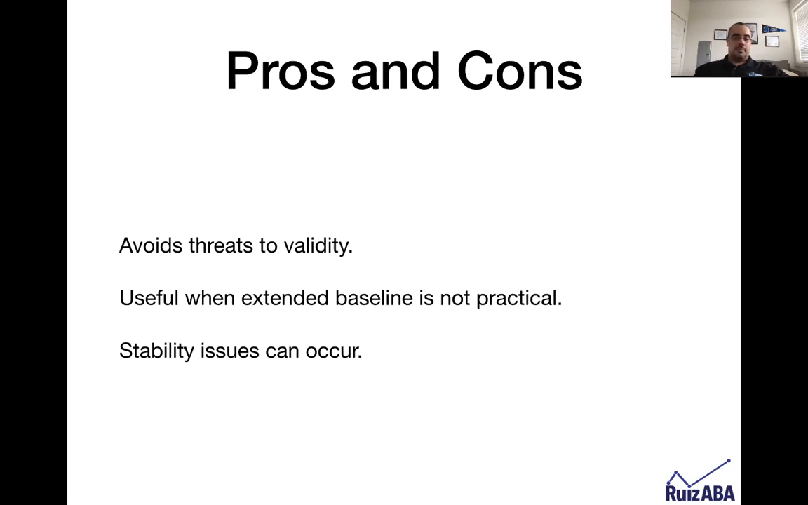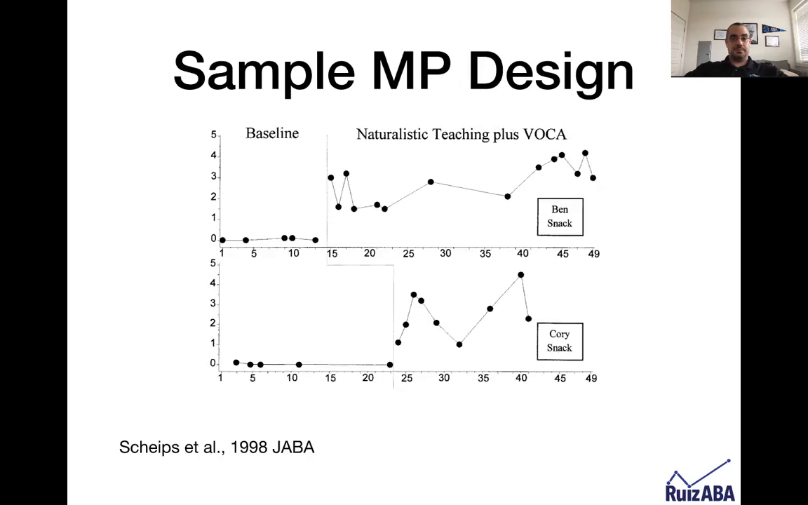But one of the main cons of it is that stability issues occur. Well, how do stability issues occur? Well, any outlier in those probes is really going to affect the data path because things aren't being done every day. So here's a sample multiple probe design.